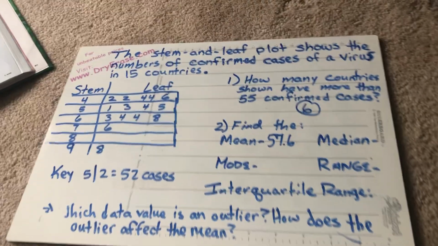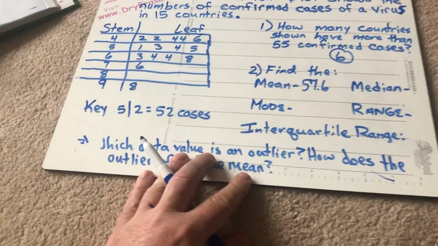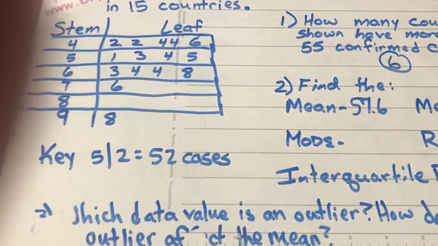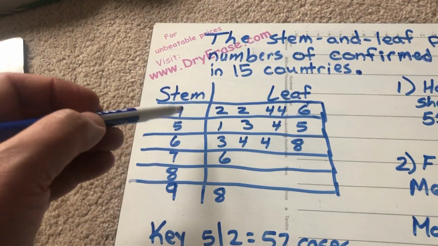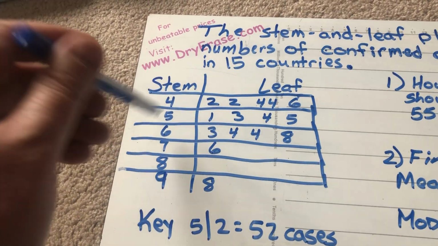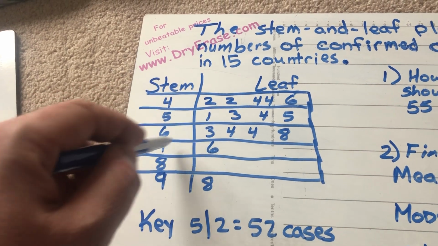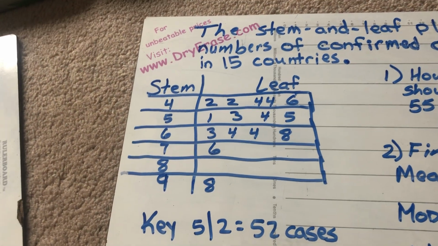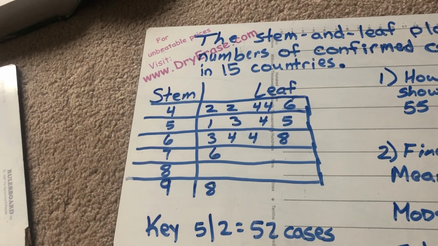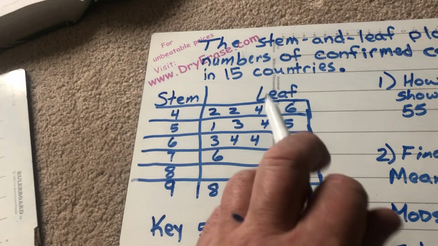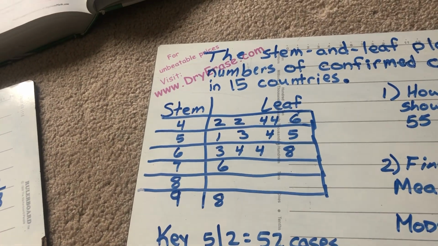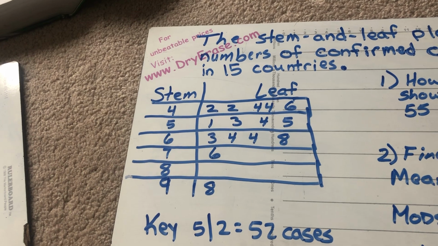Well, if I want to look at the mode, remember, is the number that occurs most often. So it looks like I have two 42s. Looks like I have two 44s. Looks like I have two 64s. So all of those three numbers, 42, 44, and 64, all appear twice.